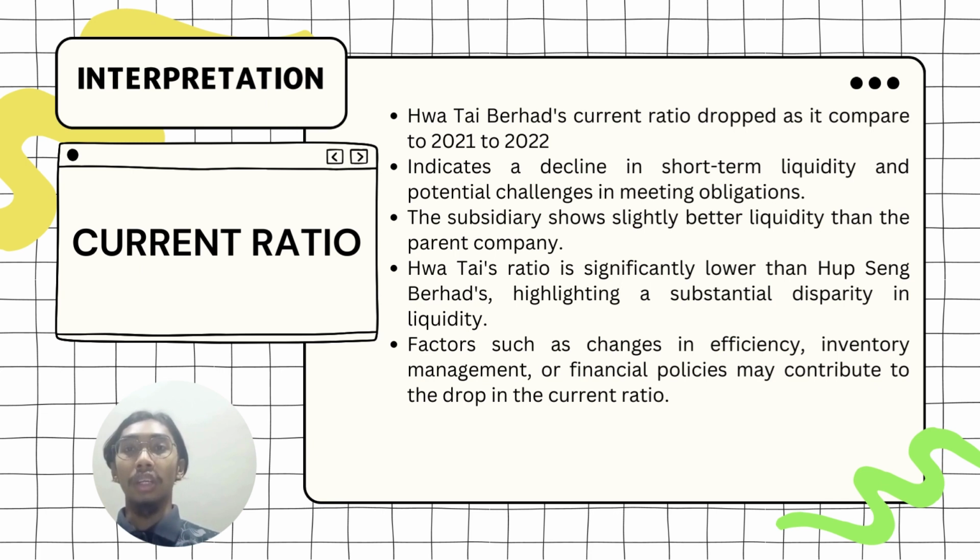The interpretation of current ratio. Huatai's current ratio dropped when comparing 2021 to 2022, indicating a decline in short-term liquidity and potential challenge in meeting obligations. The subsidiary shows slightly better liquidity than the parent company. Huatai's ratio is significantly lower than Hup Seng Berhad, highlighting the substantial disparity in liquidity. Factors such as change in efficiency, inventory management, or financial policy may contribute to this drop in the current ratio.